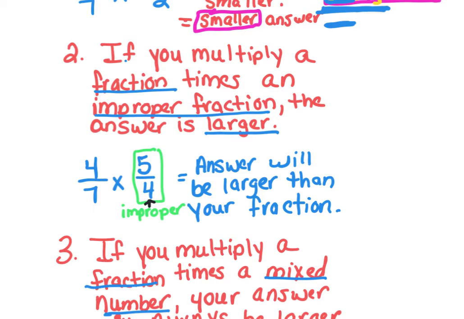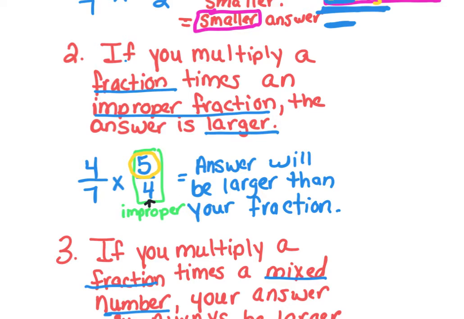Now, one way you can look at this is you have an improper fraction, so your numerator is going to be larger. The large number's on top. That's a hint to you that you're going to get a larger answer. So if your numerator is larger, your answer is going to be larger. If your numerator is smaller, your answer is going to be smaller. But if your numerator is larger, you're going to have a larger answer, because we all know that an improper fraction is actually a mixed number.